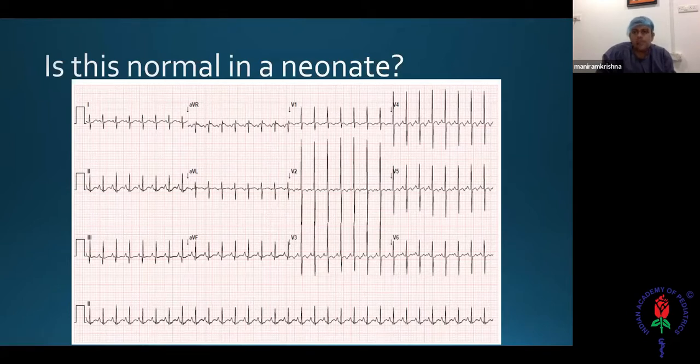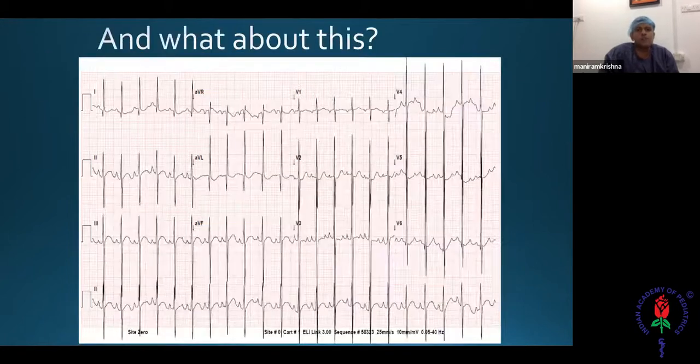And as I mentioned, right axis deviation is the norm in newborns. So you need not worry, even though the ECG interpretation may say right axis deviation, it's actually normal axis for the newborn. What about this one?